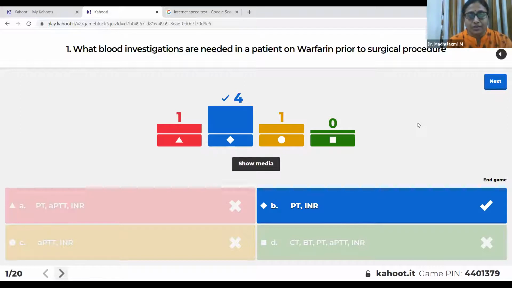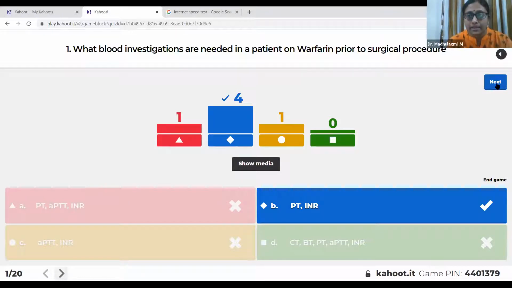4 of you have got it right. So it's prothrombin time and INR. Warfarin decreases the blood clotting by blocking the vitamin K dependent clotting factors. So vitamin K dependent clotting factors are going to be dependent on your prothrombin time. So only the prothrombin time and INR should suffice for your blood investigation.